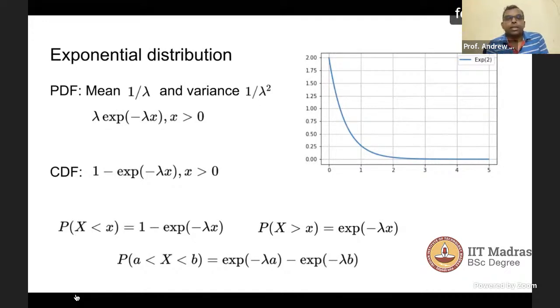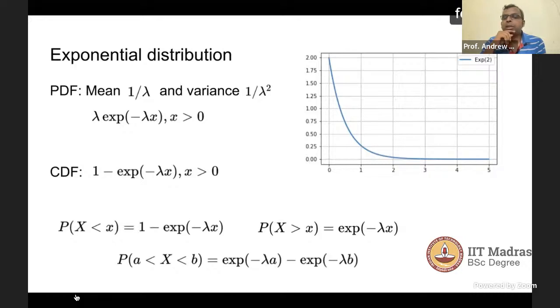Okay. All right, so we're moving on to the exponential distribution. This is yet another PDF, which has a very simple CDF. The PDF is lambda e power minus lambda x, and the CDF is 1 minus e power minus lambda x. These formulae you will get in the exam, there's no need to worry about it.